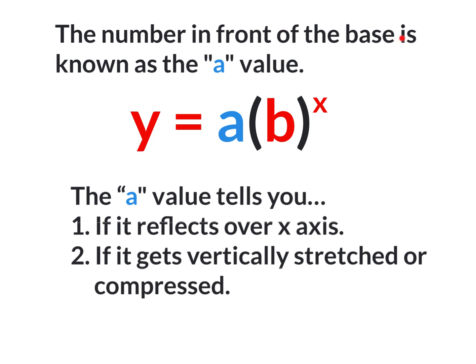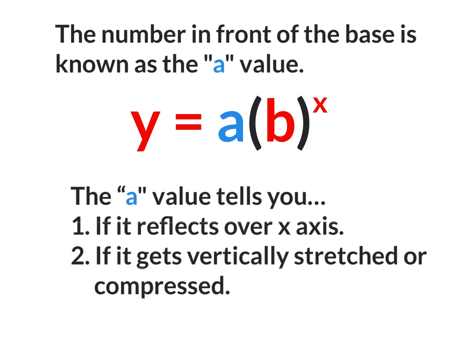The number in front of the base, outside the parentheses, is known as the A value. So everybody jot this down in your notes. This is very important. The number out here in the front is called your A value. Why did I put B right here? Because whatever number this is, that's what we call the base. And of course, it's an exponential function because you actually have a variable that's an exponent.